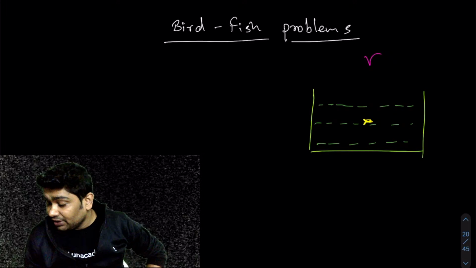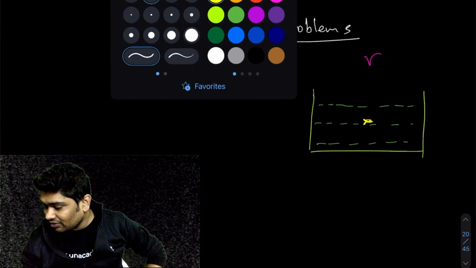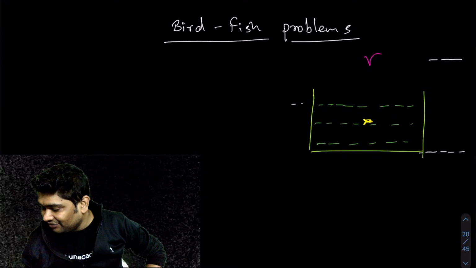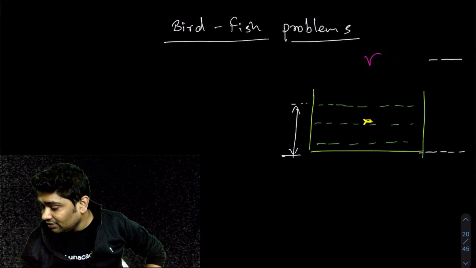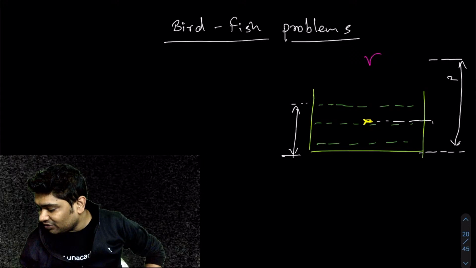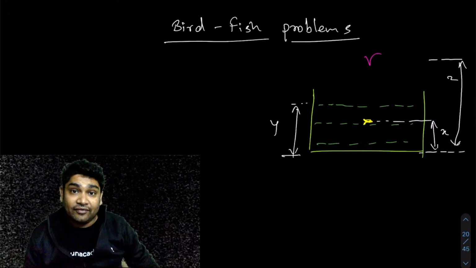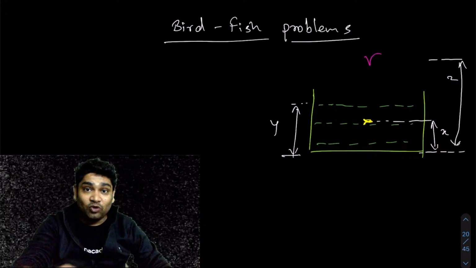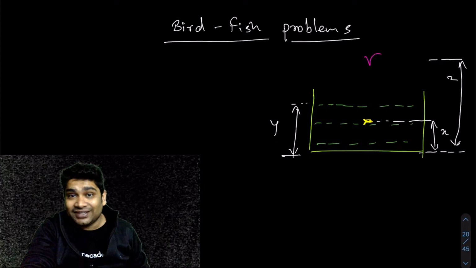So the idea of doing this is, first, we need a reference point. Then sometimes the water level is also changing. So let's imagine that you have the bird which is at a height z from the ground. Then you have the fish which is at a height, let's say x, from the ground, and the water level is at y from the ground. So first, let's try to understand the distance that the bird sees of the fish and that the fish sees of the bird.